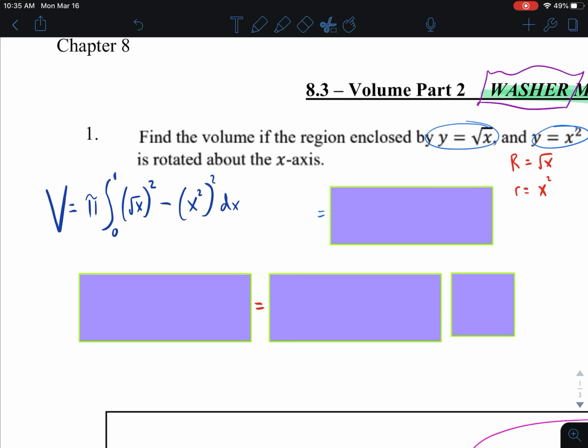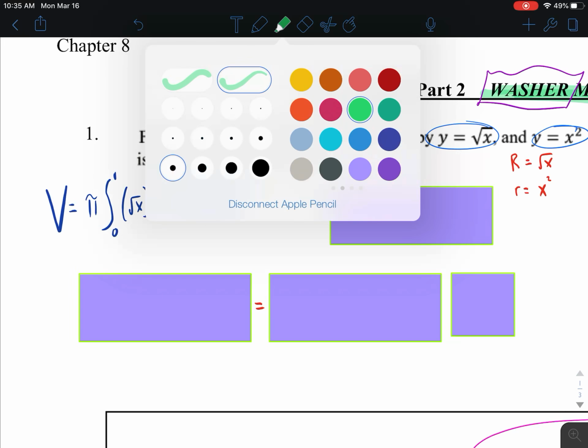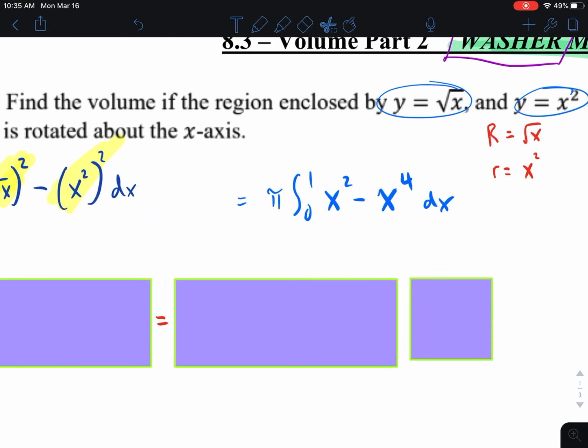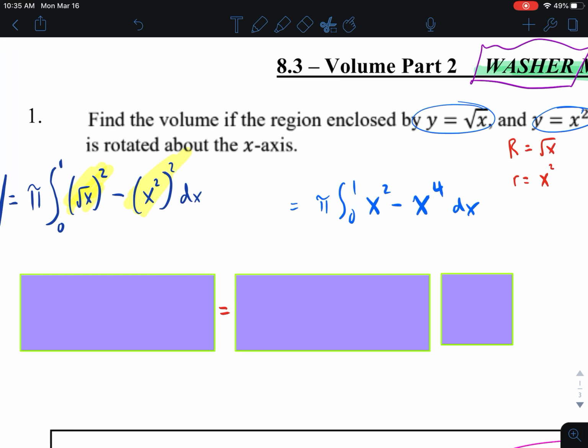So that's the formula. That's the setup. Now what do we do here? Well, I'm just going to simplify. Look, I have radical x squared. That's easy. That's just x. X squared squared. Well, that's just x to the fourth. So, bam. There it is. That simplifies to that.